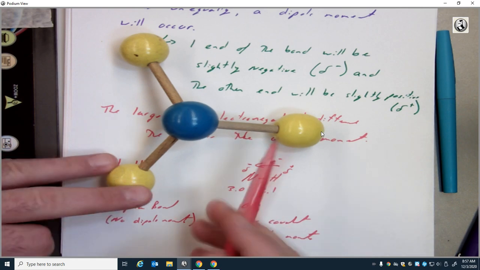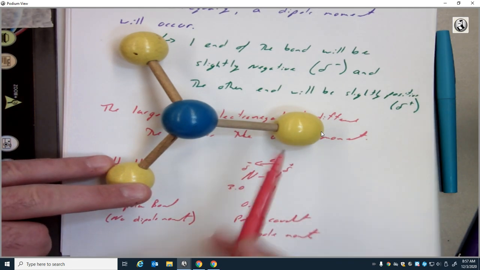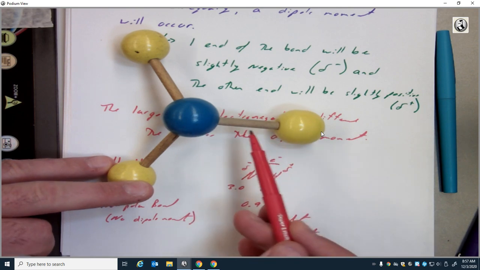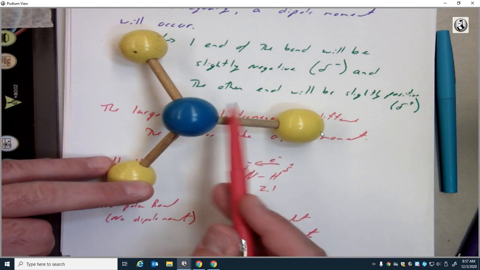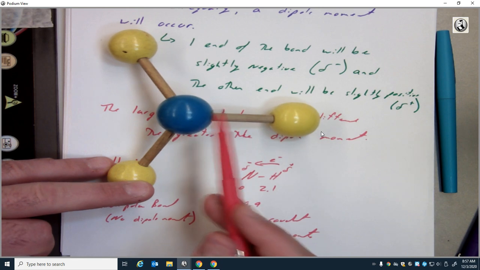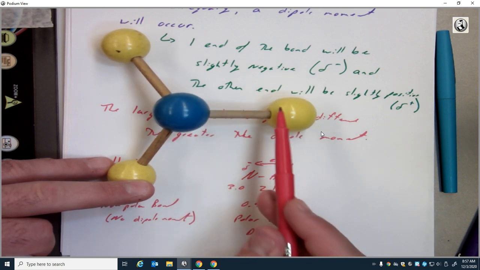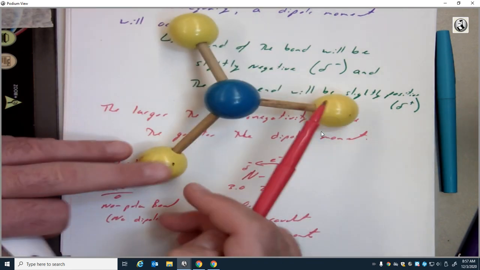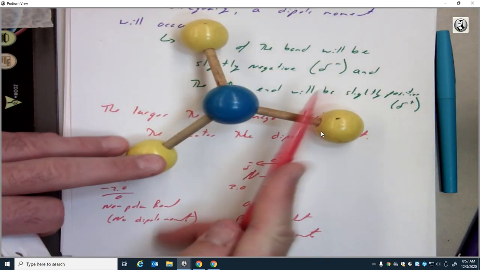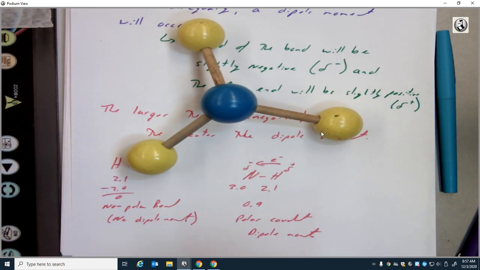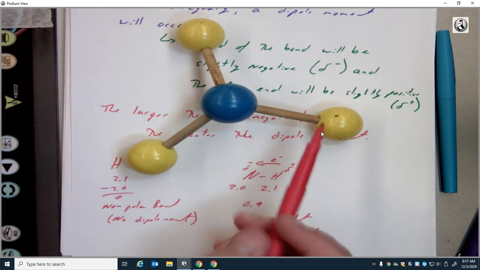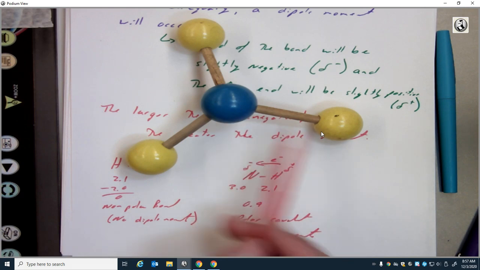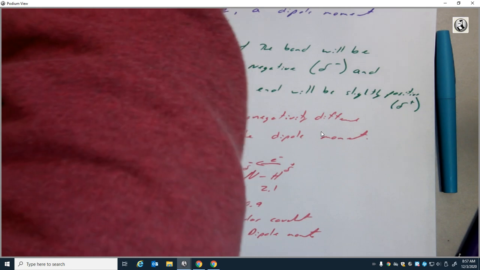So in this bond right here, the electrons that are being shared are going to be pulled towards the nitrogen. So this end of the bond up here is going to be slightly negative, and this end over here is going to be slightly positive. That's true of this bond also, and it's also true of this bond. So when we're talking about dipole moments or bond polarity, we're talking about what's happening with the sharing of the electrons between two of the atoms.